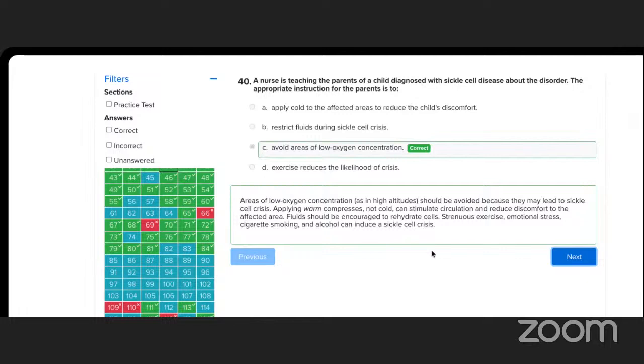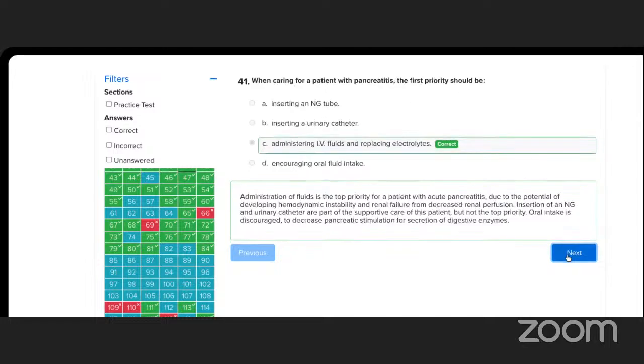Okay. Avoid areas of low oxygen concentration. 43.